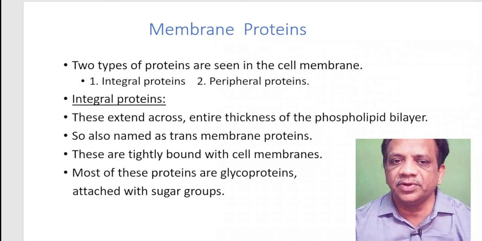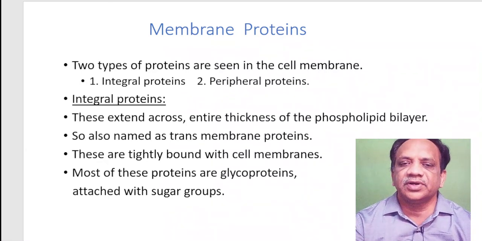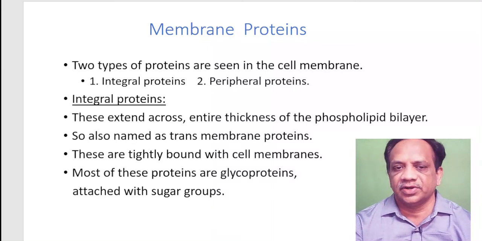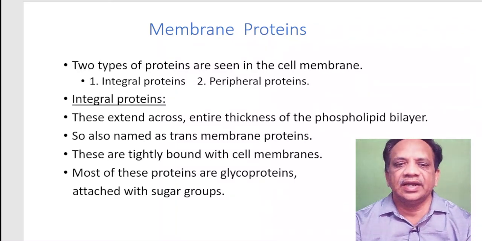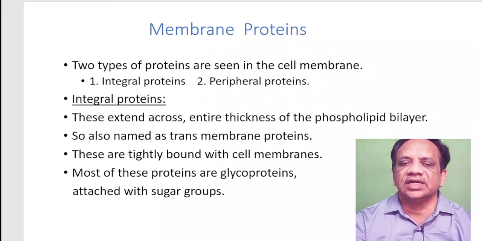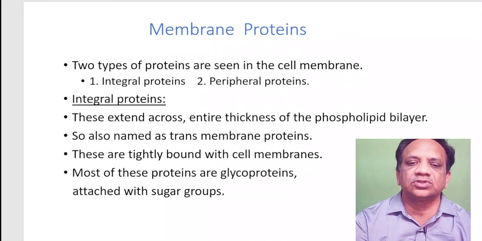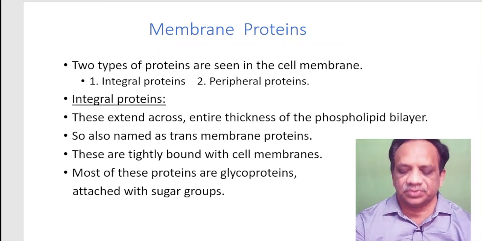If we see the membrane proteins, there are two types of proteins in the cell membrane: integral proteins and peripheral proteins. The integral proteins extend across the entire thickness of the phospholipid bilayer, and they are also named transmembrane proteins. So, these are tightly bound with the cell membranes. Most of these proteins are glycoproteins, attached with sugar groups.